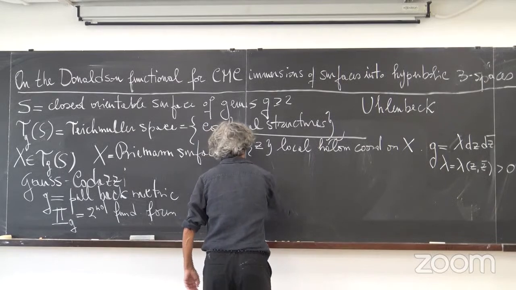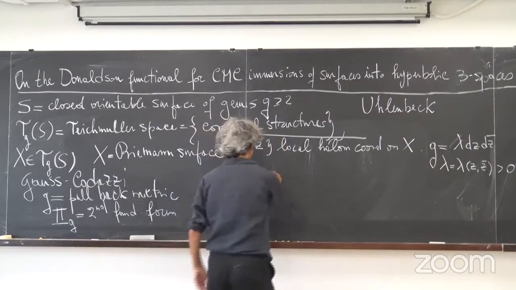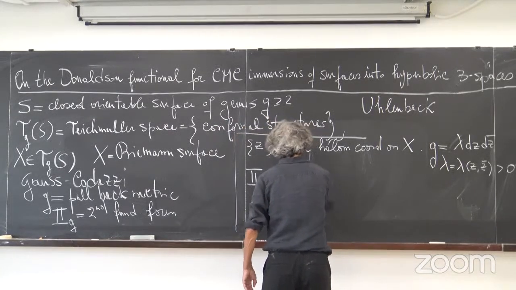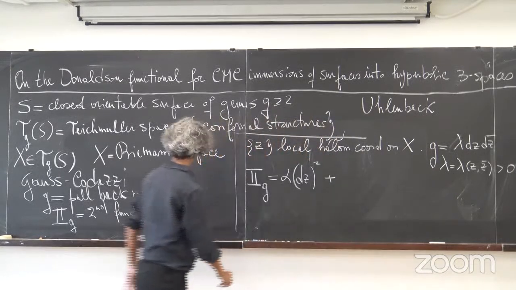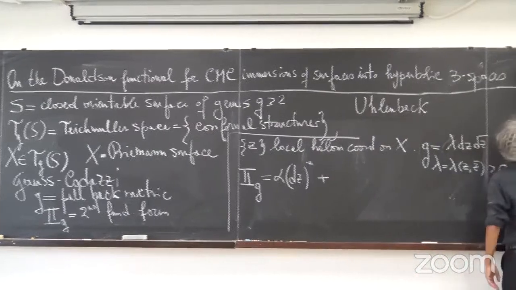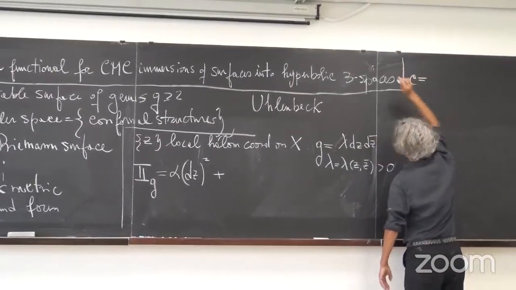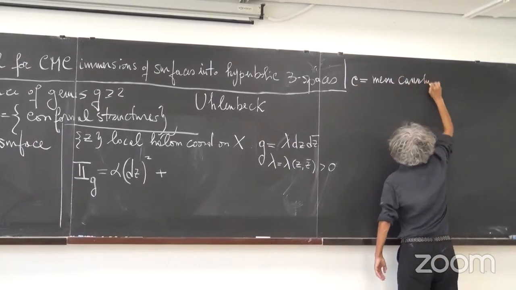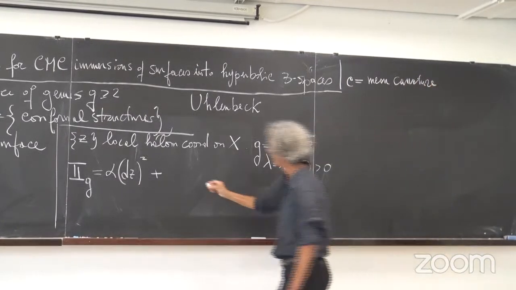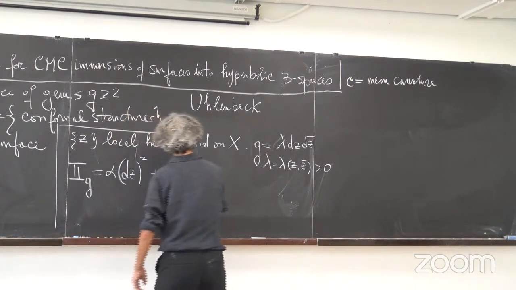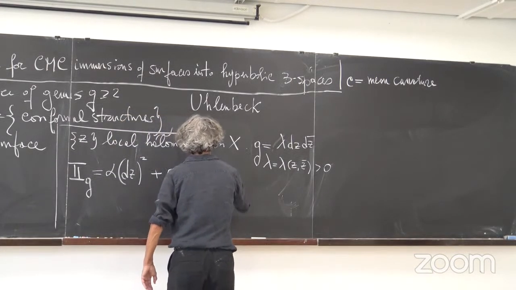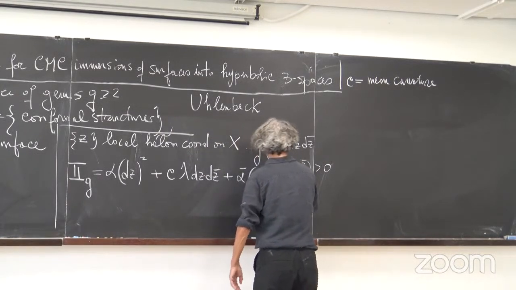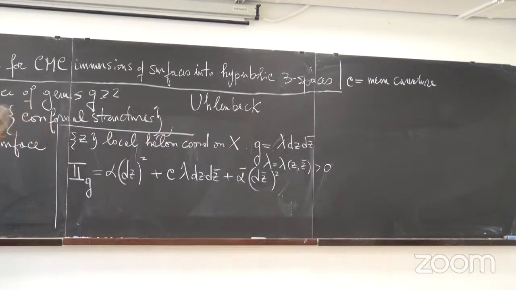Now let's write down the second fundamental form, which is a quadratic form. It will have the following expression: alpha dz squared. Then I have a second term, but first I should fix the constant. Throughout the talk, c will be the mean curvature, which is prescribed, of your CMC immersion. So I have c lambda dz dz bar. And due to the symmetry, I will have the term alpha bar dz bar squared. So this is the shape of the second fundamental form.